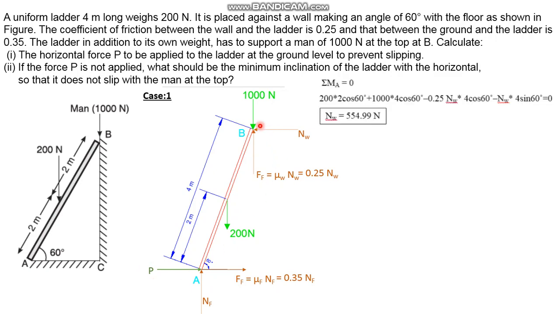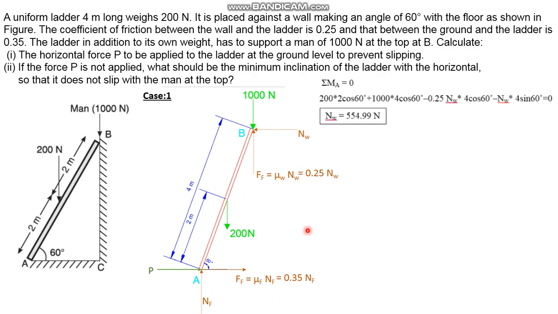To solve this, you have three equations: summation of H equals 0, summation of M equals 0, and summation of V equals 0. Which equation you have to take first, you have to remember. Since P is unknown, if you take summation of H equals 0, you cannot solve anything. And if you take summation of V equals 0, we have NF and 0.25 NW unknown. So therefore it is not possible to solve with these.